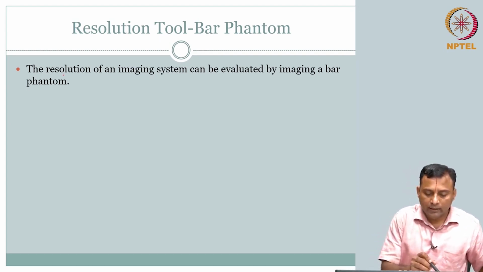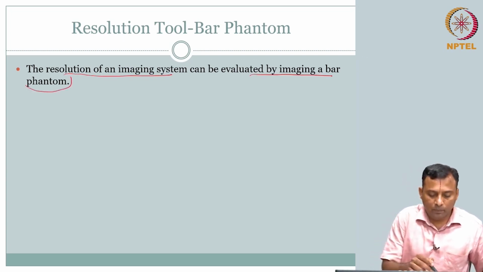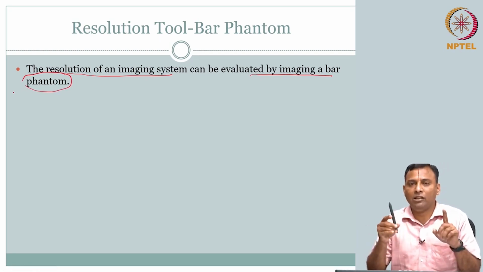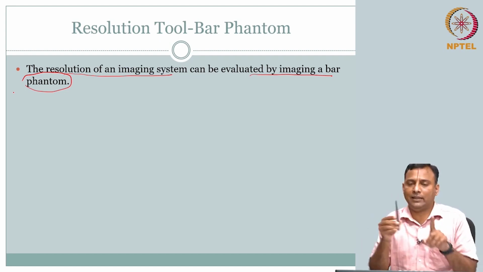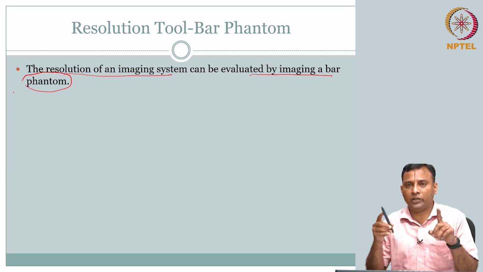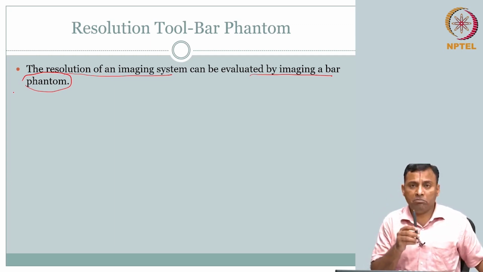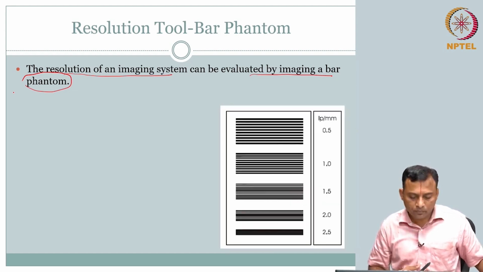The resolution of an imaging system can be evaluated by imaging a bar phantom. A bar phantom is just bars, nothing more. Phantom means it is just a material that is created; it is not real. So a bar phantom has several parallel bars. Remember I told you, you can imagine a sinusoid as a blurred set of bars. So this is a bar. I can have them precisely fabricated so that they are at different locations, which is the ground truth.